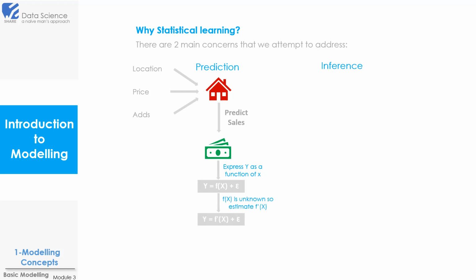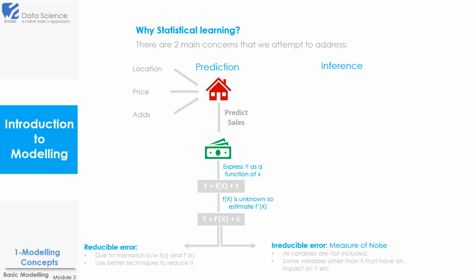Now we will not be able to know the exact function of x on which y is based, because we are not studying the whole population. So we can only approximate to the closest possible function, which will be an estimate of the actual function. Hence we will write y as a function of f'(x), indicating f'(x) is an estimate.